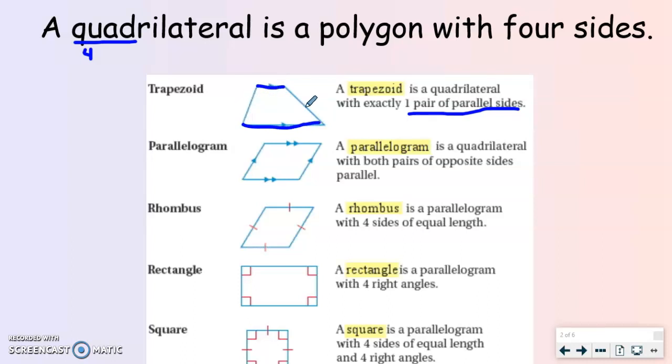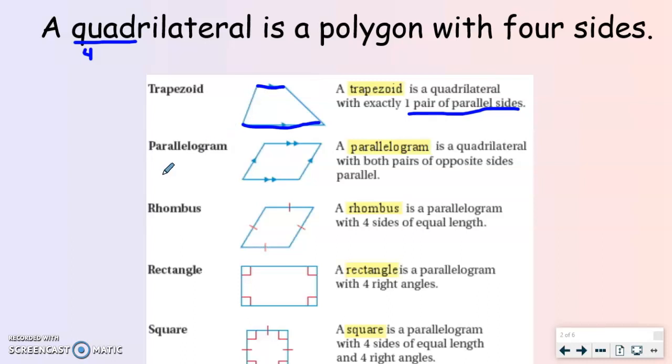So there's no arrows on these sides, so we understand that these sides are not parallel in the shape, and so that's why it's a trapezoid. It only has one pair of sides that are parallel to each other. And remember from our previous lesson on perpendicular and parallel lines, parallel lines just means that they're never intersecting, they always stay the same distance apart.